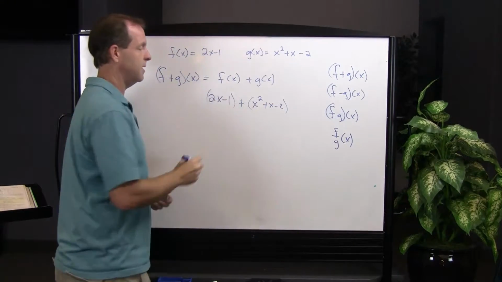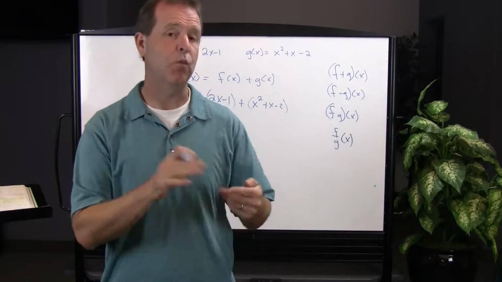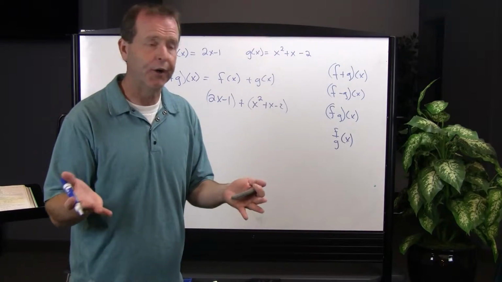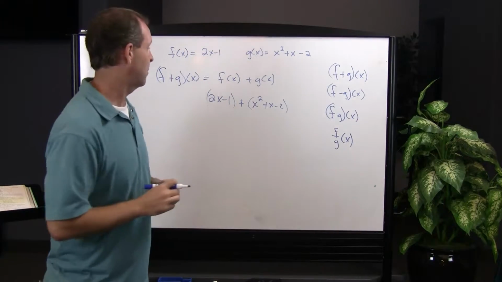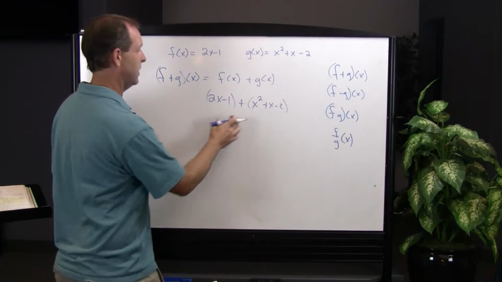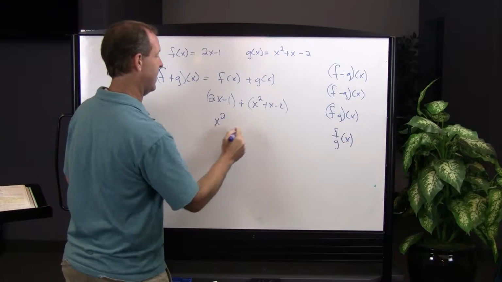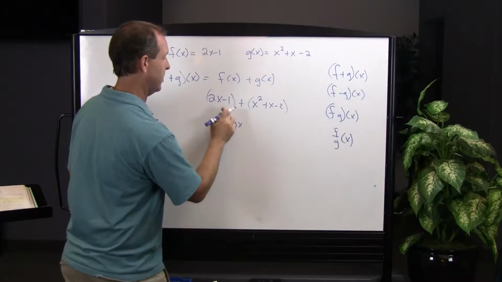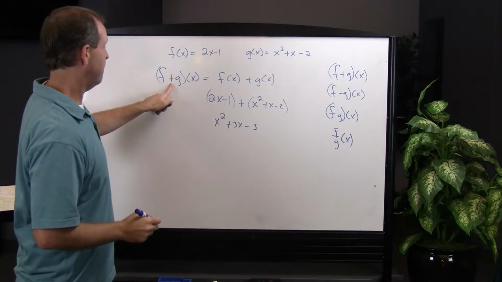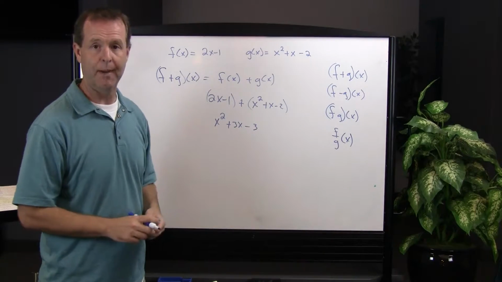And I'm going to put parentheses around those just to help visualize exactly which is f of x and which is g of x. In this particular problem, the parentheses don't matter other than just to give me a visual separation. And now my job is to go ahead and combine like terms. There's an x squared. X's, a 2x plus an x gives me a 3x, and a minus 1 and a minus 2 gives me a minus 3. So f plus g of x equals x squared plus 3x minus 3.